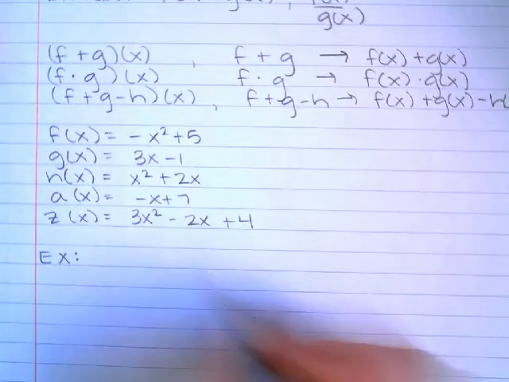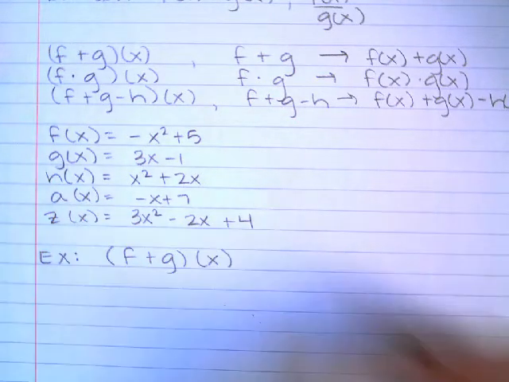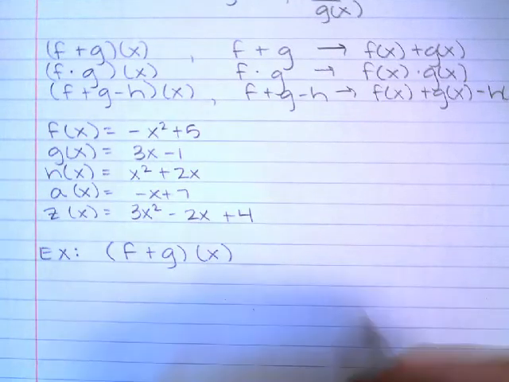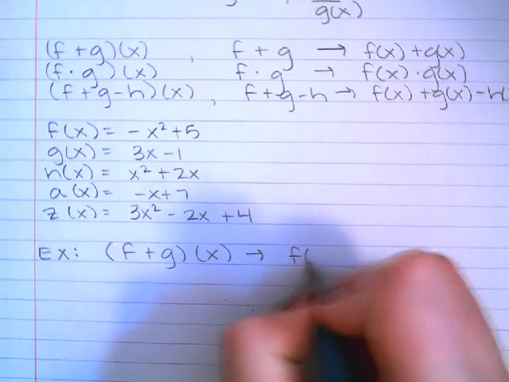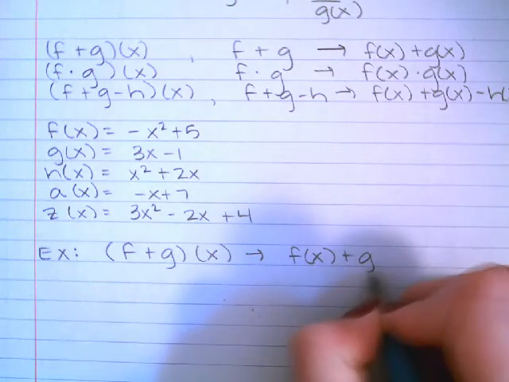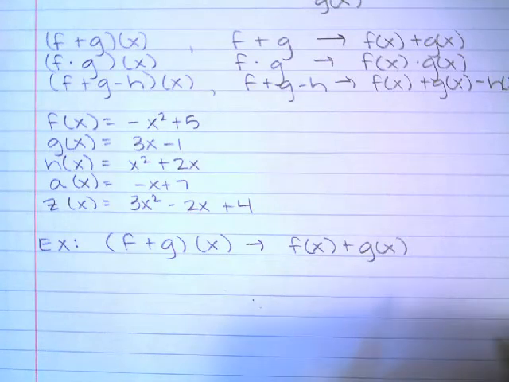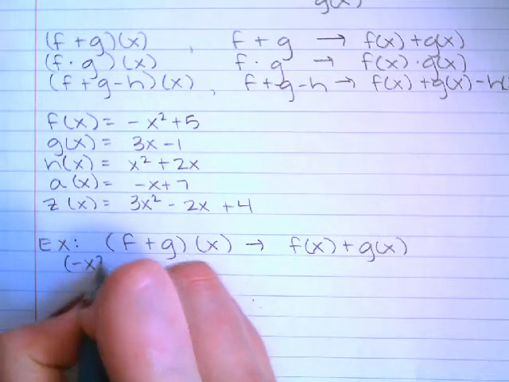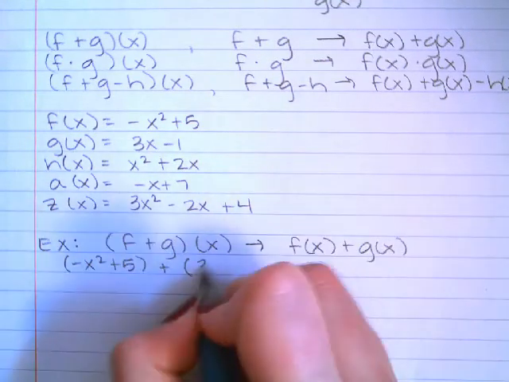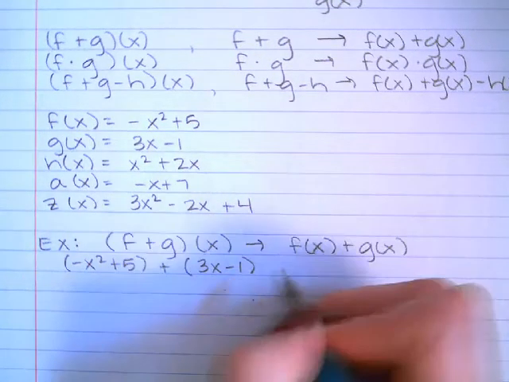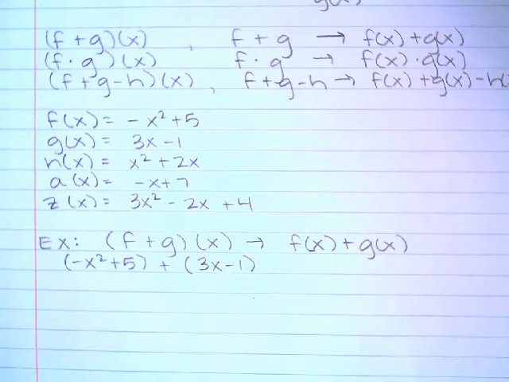For the first example, we're going to find f plus g of x. And when I see this problem, I'm immediately going to say, okay, that's just funky notation that really means f of x plus g of x. That's all they're saying. And f of x is negative x squared plus 5. G of x is 3x minus 1. I put parentheses around them just to show this is one function, this is another function.